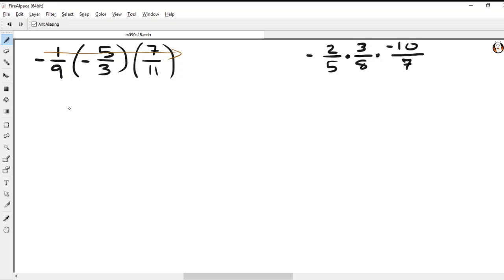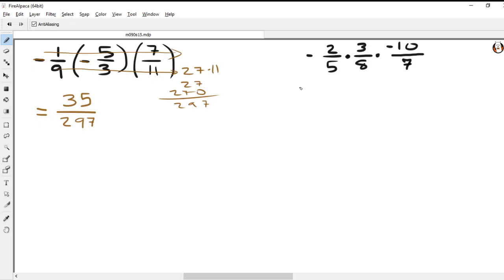5 times 1 times 7. We're going to get 35. I'm going to multiply straight across again, which is what? 27 times 11, which is 270 plus 27. So that's 297. This is 35 divided by 297. And this is going to be positive. So no negative sign, because we have 1, 2 negative signs right there. That's our answer.